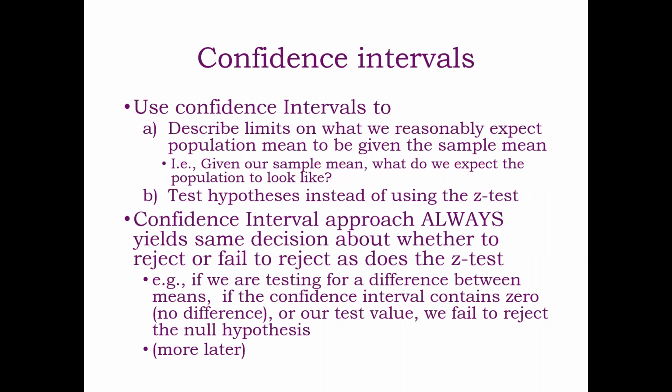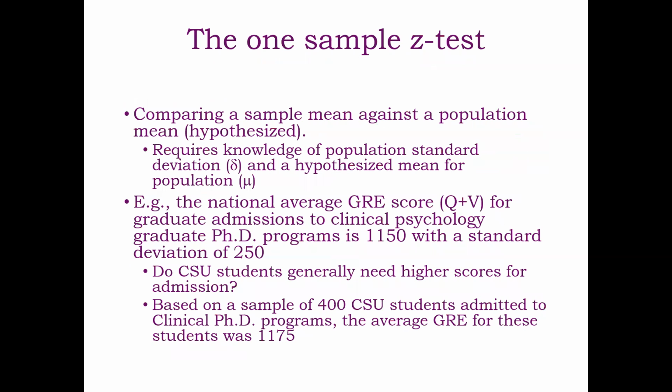So confidence intervals: we use confidence intervals to describe limits on what we reasonably expect the population mean to be, given the sample mean. The idea is that we got this sample mean, so what can we expect the population mean to look like? We are going to get a range of values. This is another way to test hypotheses. The confidence interval approach always results in the same decision about whether to fail to reject or reject the null hypothesis. It's just the same numbers rearranged, and we'll get to that later.